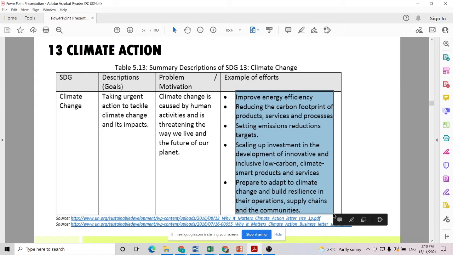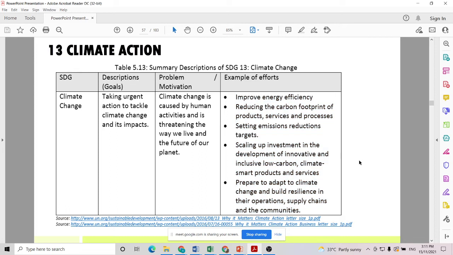And then from your carbon footprint, of course it will reduce the emission, the exhaust. And then the low carbon, and climate smart product and services. So you can produce a product that is much cleaner in carbon, and also much lower in emission. So that is regarding climate action. The keyword is about carbon footprint.